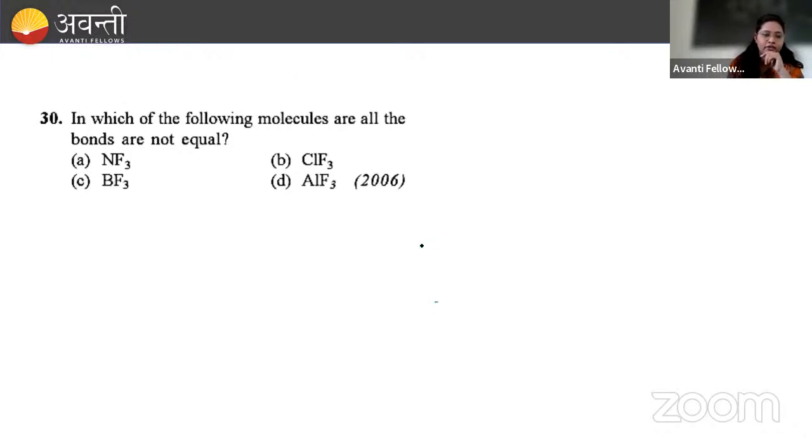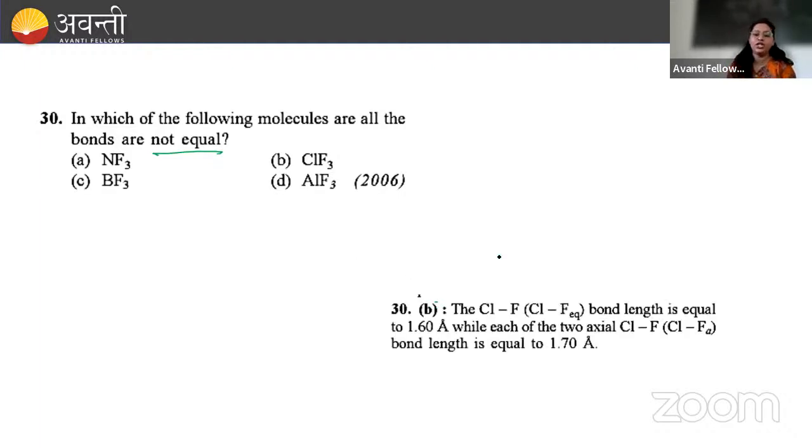NF3, BF3, AlF3, ClF3. So we need to consider here the molecule in which the bond lengths between N-F, B-F, Al-F and Cl-F are not equal. So when you see the structure of ClF3, it is T-shape in nature. It is what? T-shape in nature.